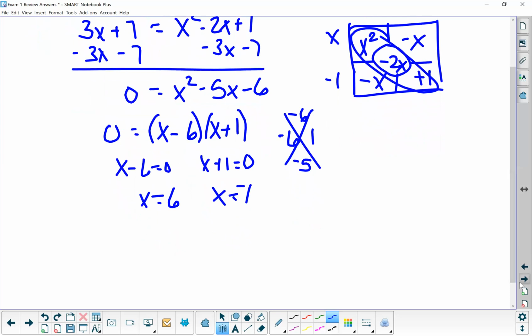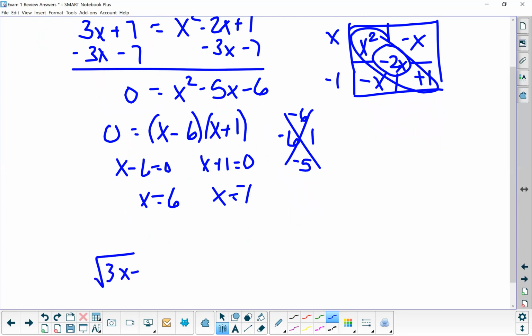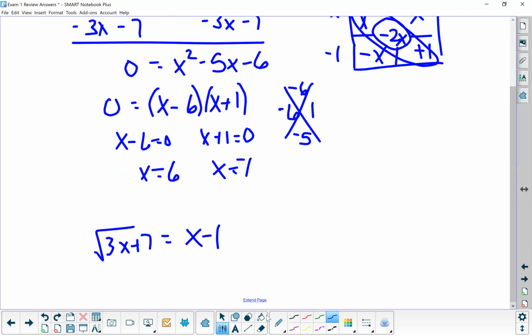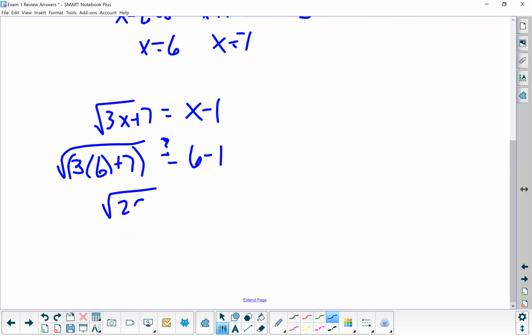back in our original equation, which I will write down here. So if I plug 6 in for x, I would get the square root of 3 times 6 plus 7. Is that equal to 6 minus 1? 3 times 6 is 18, plus 7 is 25. 6 minus 1 is 5, so I get 5 equals 5. So 6 works. It is a good solution.